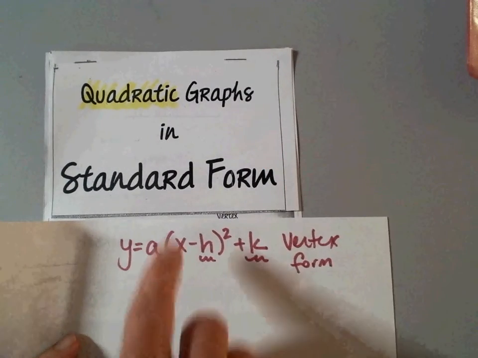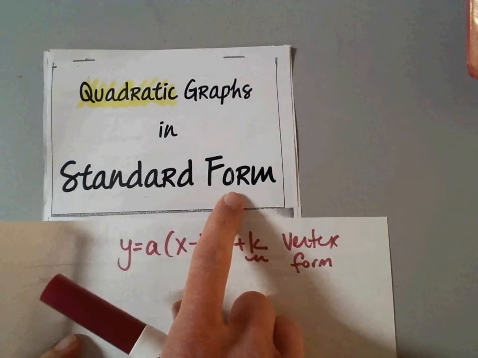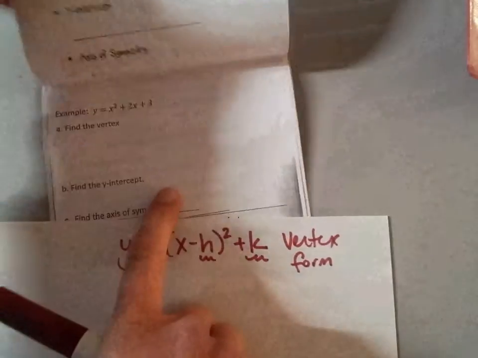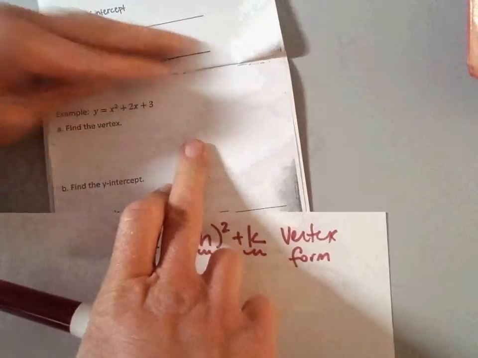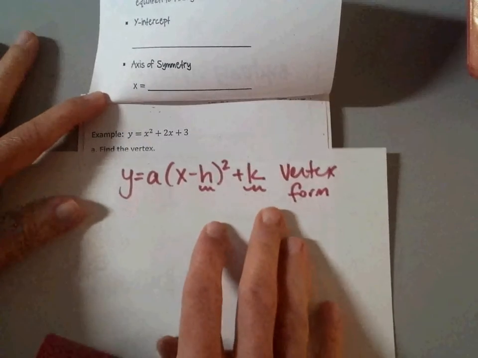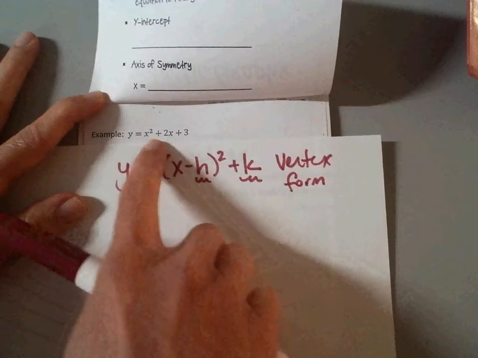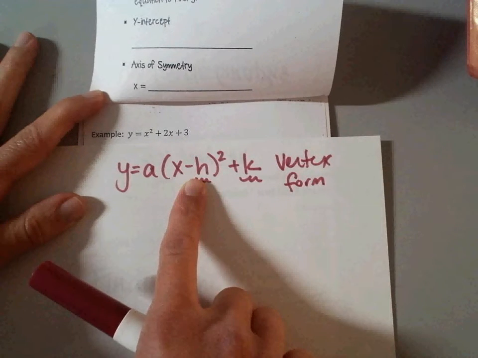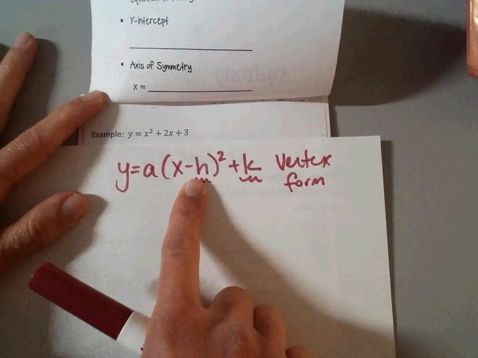Standard form. Standard form is not the same as this. This is what standard form looks like. Standard form looks like that. Does that have any parentheses and resemble that at all? Does this one resemble this at all? No. So when it's in standard form, you're going to have to use something different. You're not going to be able to just pick out the vertex and look at it. So that's what today's about, how to graph.